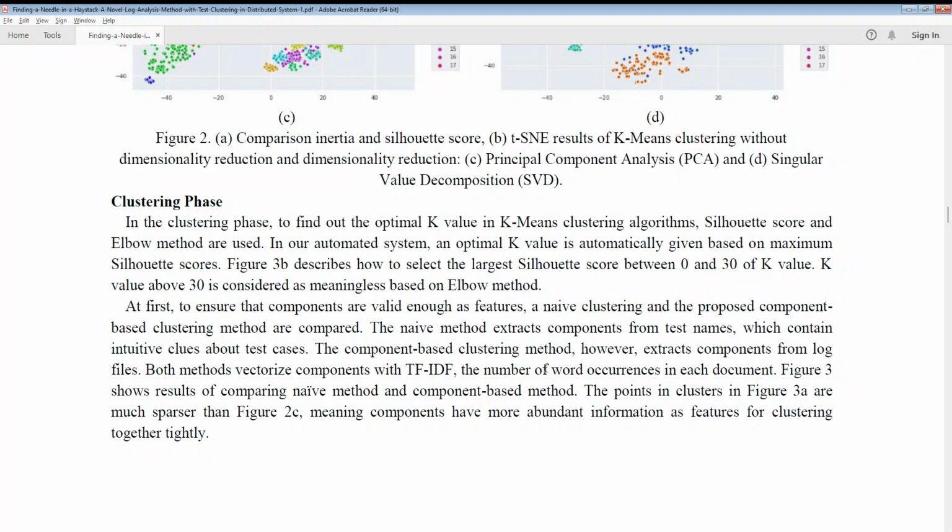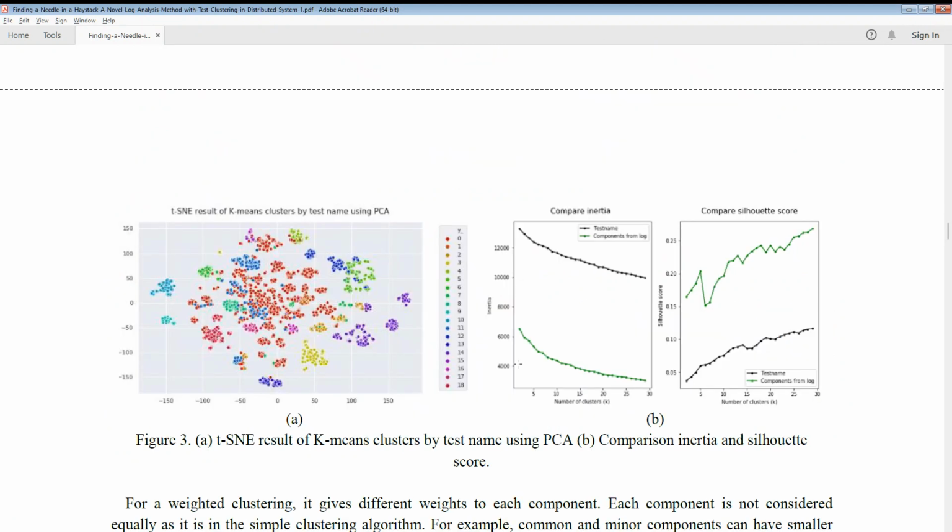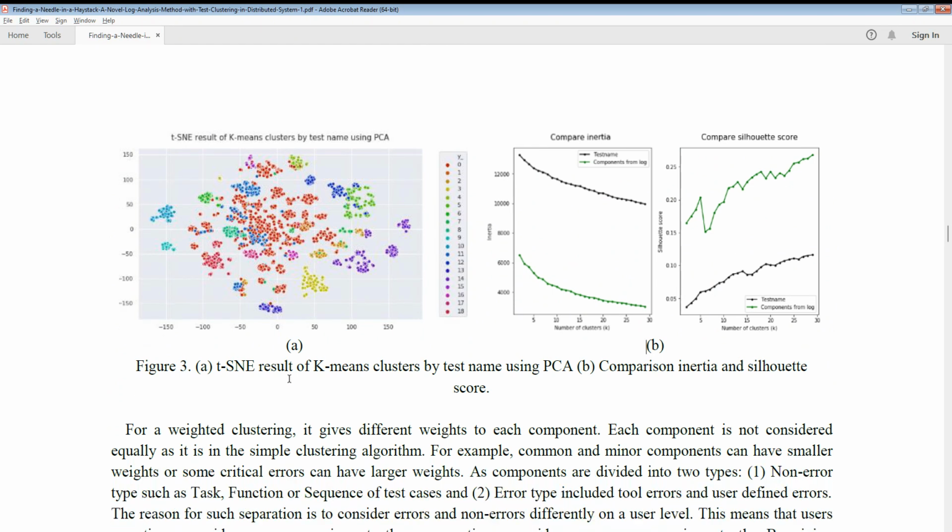Figure 3 shows the result of comparing the naive method and the component-based method. The points in clustering figure 3a are much sparser than in figure 3c, meaning components have more abundant information as features for clustering together tightly. Figure 3, t-SNE result of K-means clustered by test name using PCA, comparison, inertia, and silhouette score.